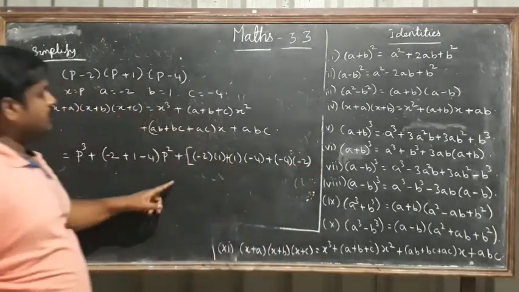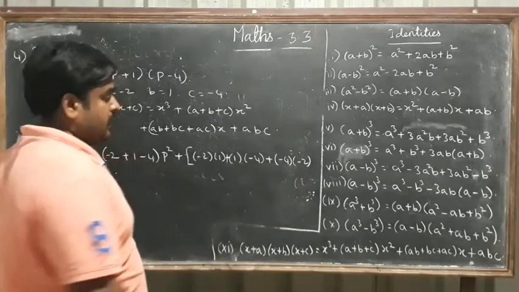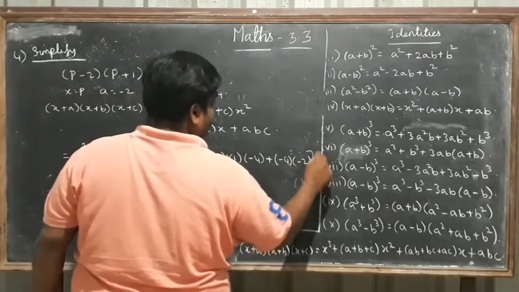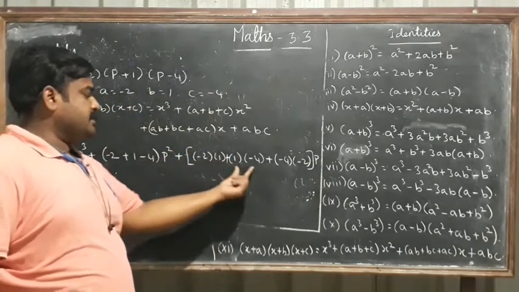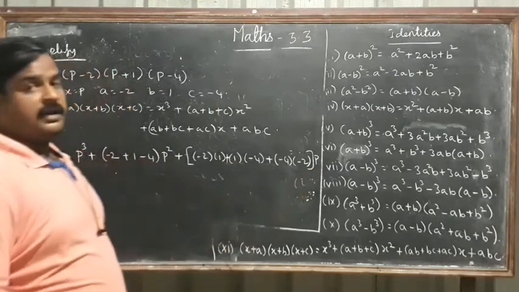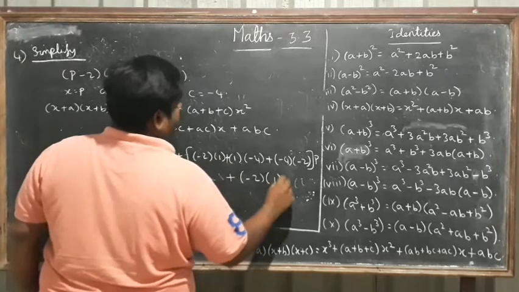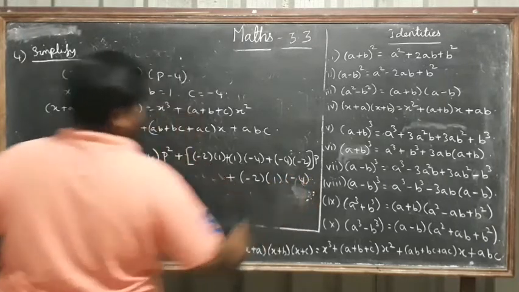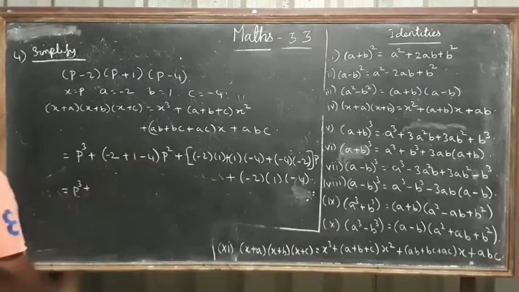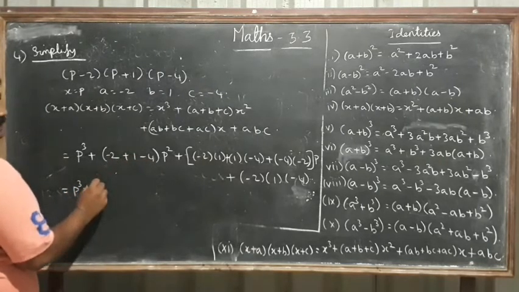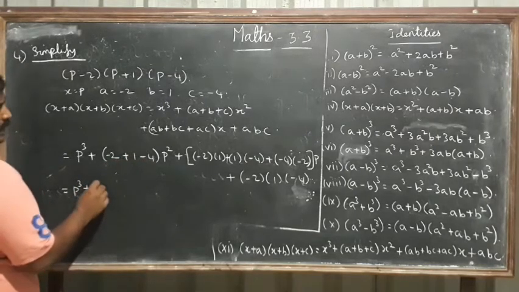See what I did now? ab plus bc plus ac into p, that is x. In the place of x you have p, plus abc. What is abc? Minus 2, 1, minus 4. Which is equal to p cube plus, minus 2 minus 4 is what? Minus 5? Minus 2 minus 4 is minus 6. Minus 6 plus 1 is what?